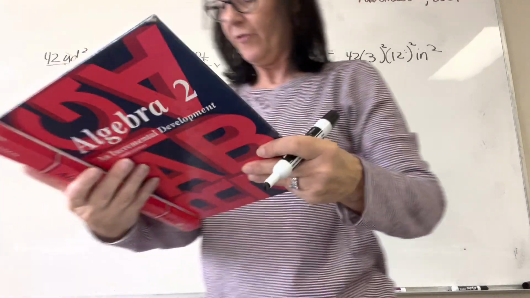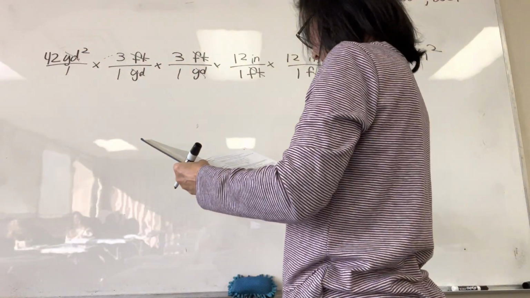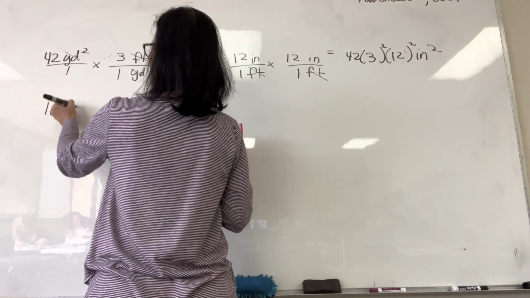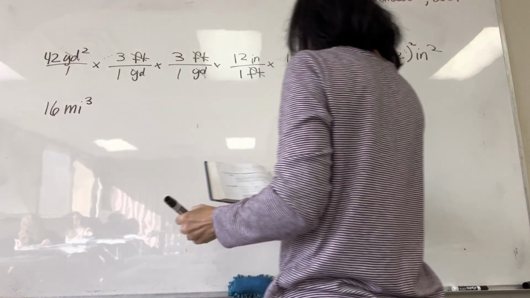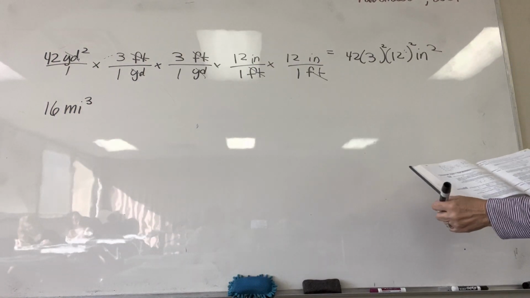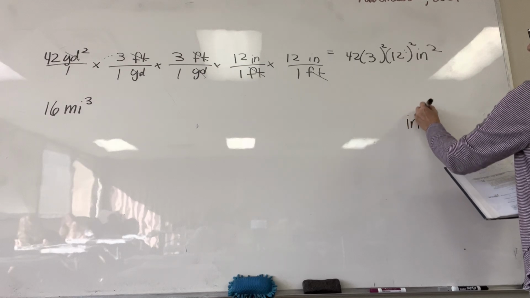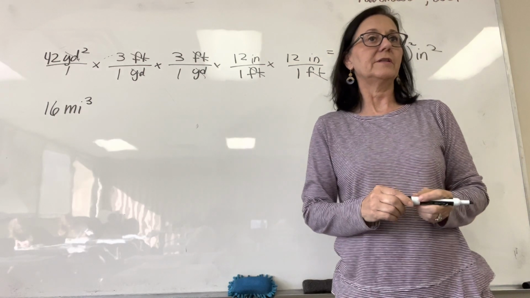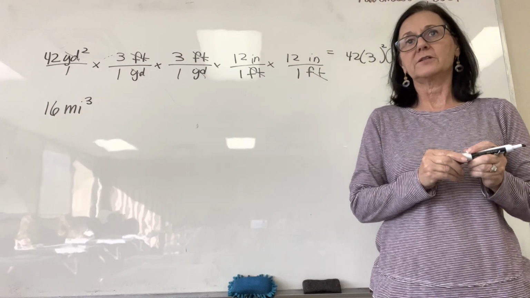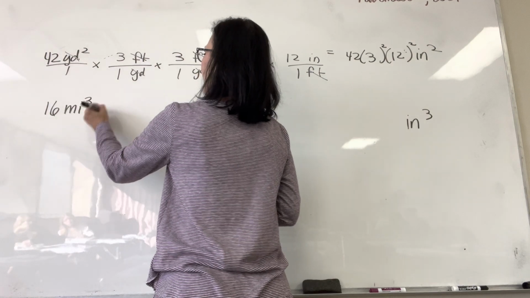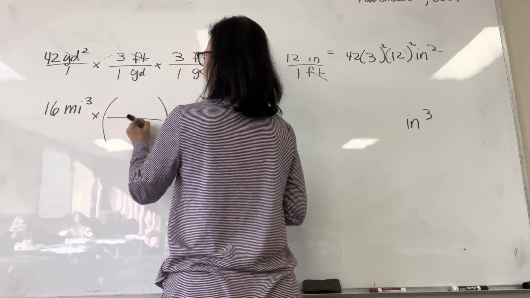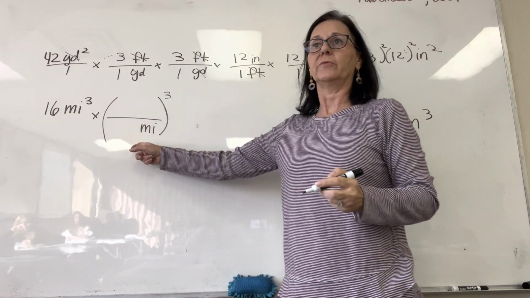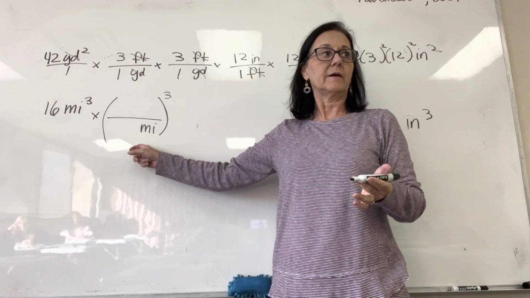All right, look at 41.4. Now we're going from 16 cubic miles. So that's 16 miles cubed. And I want to go to inches cubed. Okay, I'm going to shorten this a little. Your textbook doesn't do this, however, you can. I know I want miles in the denominator, and I know I want that multiplier cubed. I don't have to write it 3 times.